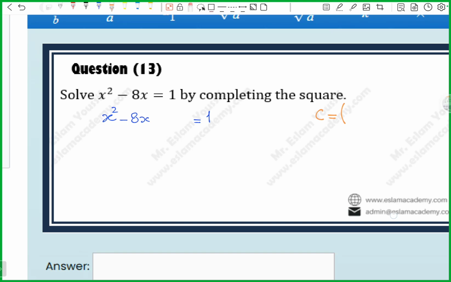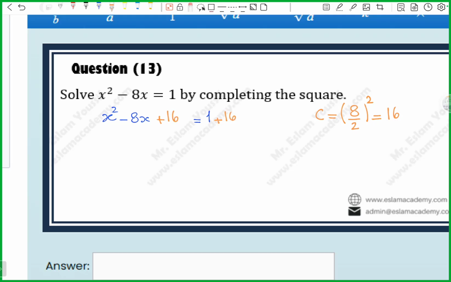B divided by B. What is the value of B? 8. Negative 8. Even if we write it as negative 8 or positive 8, it doesn't matter because we have power 2. You can write 8 or negative 8, both of them are accepted, divided by 2. So what is the answer? 16. So just write by adding 16 to the left, by adding 16 to the right.